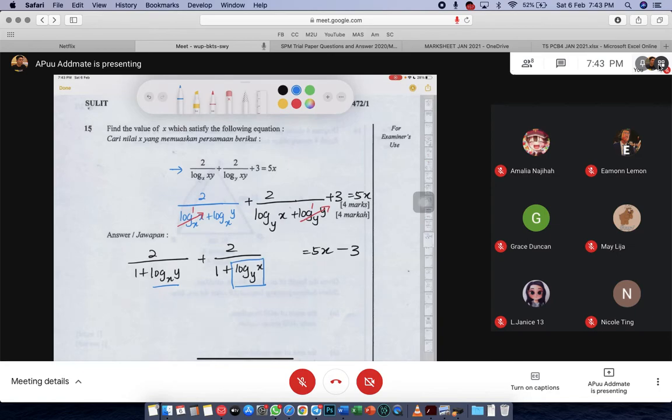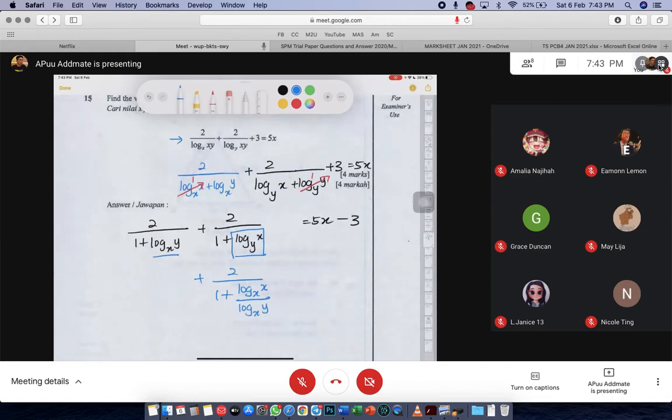So, what happen over here is that I will have 2 over 1 plus log base x, x over log base x, y. Supaya cikgu nampak ada log base x, y keluar. Okay, atas tu, I can actually just change it dengan 1. Cikgu tukar yang atas tu jadi 1 terus. Hopefully you can understand that one. Harap boleh faham. Lepas tu, depan tu saling balik. 2 over 1 plus log base x, y. And then belakang dia sama dengan 5x minus 3.